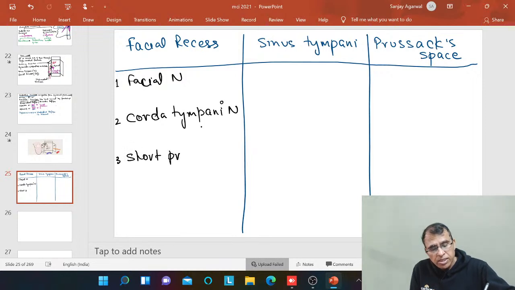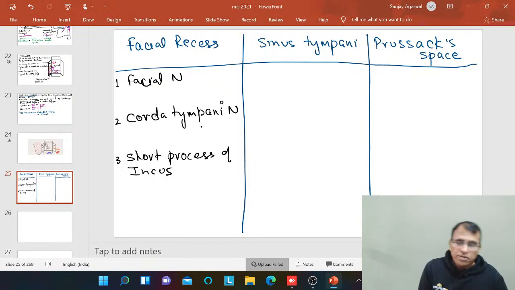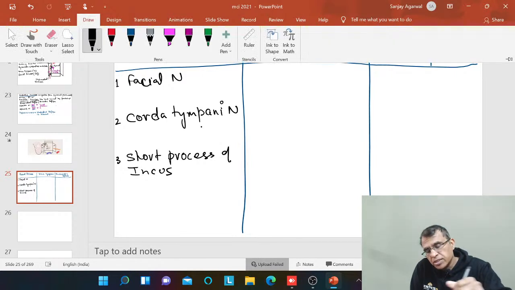Remember, malleus has parts: handle of malleus, umbo, lateral process. Incus also has parts. One part of the incus is called the short process of incus. And this forms a boundary of the facial recess. And this is an MCQ. They ask you the boundaries of the facial recess. So, remember this: facial nerve, chorda tympani nerve, and short process of incus.